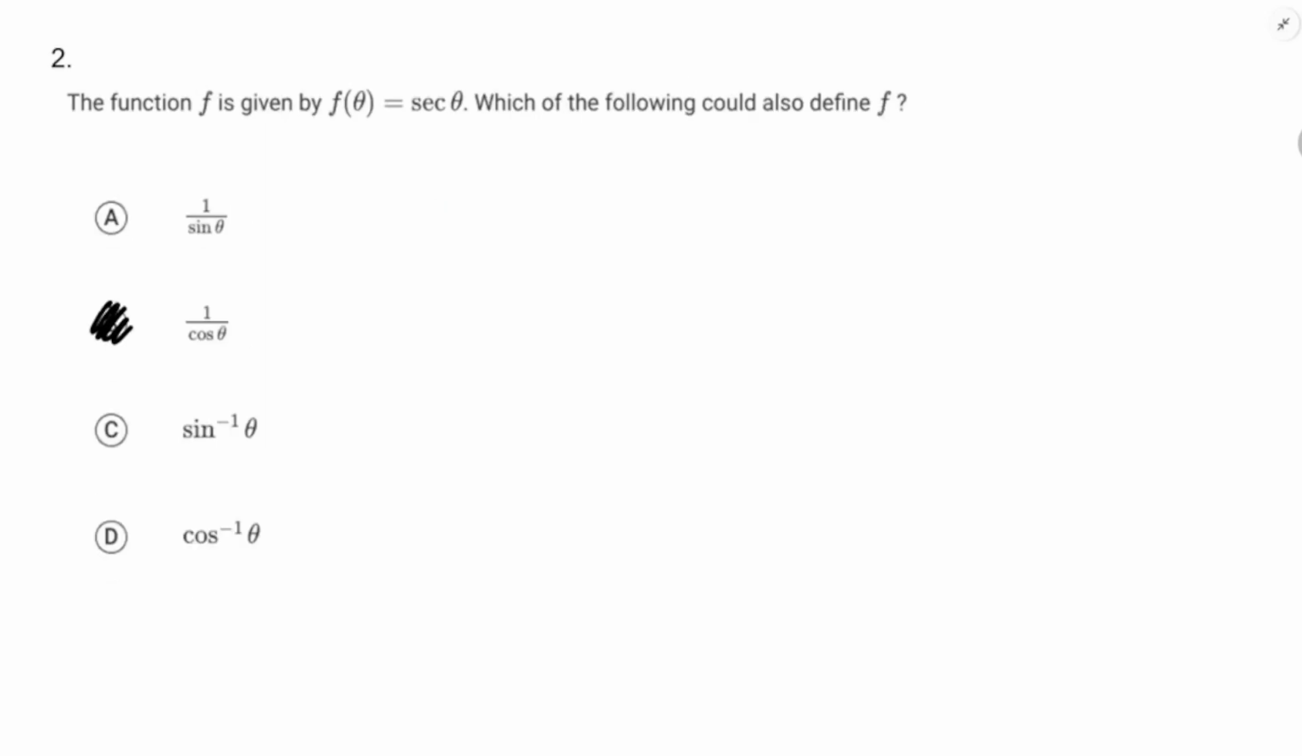I guess what I will say is that C and D, remember those are talking about inverse cosine and inverse sine, like arc sine and arc cosine, which we have talked about a little bit in this class, but not a whole lot. And those do mean something different. Those are going to give us the angle that corresponds to a given sine or cosine.